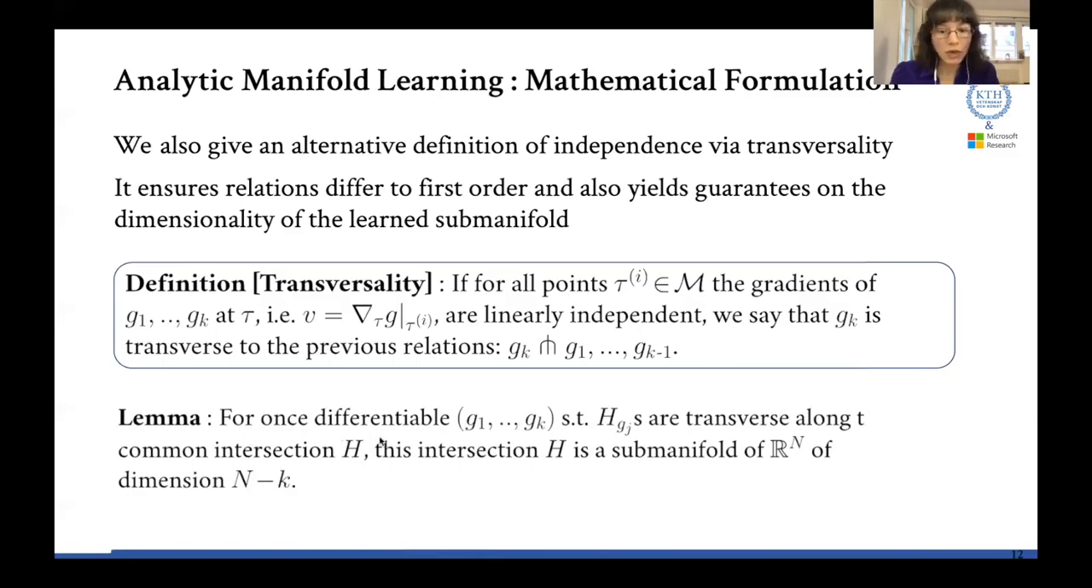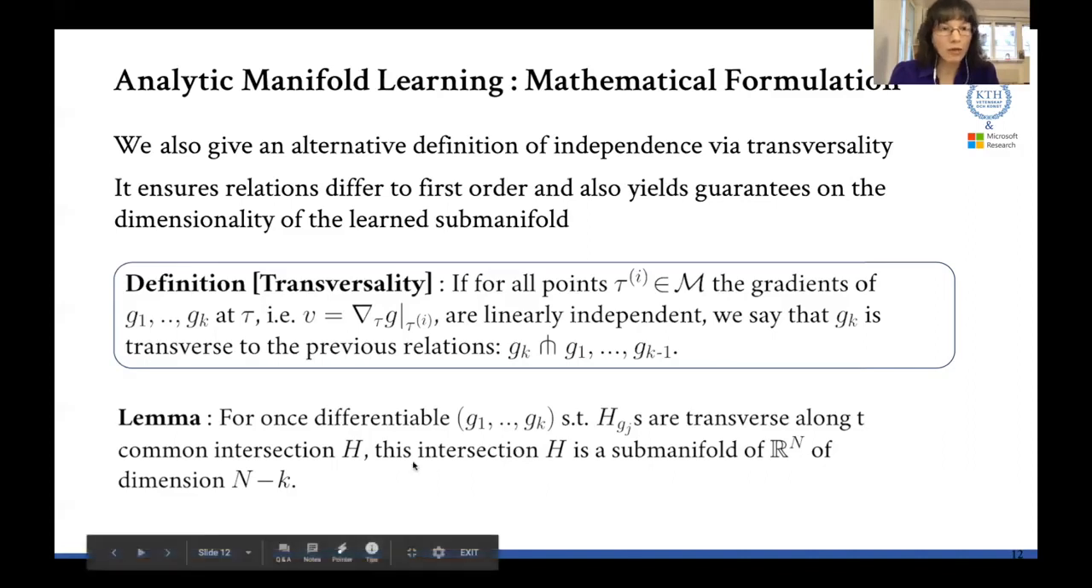And with this, for once-differentiable GKs, which will be our case since we're going to be approximating them with neural nets, we again have a lemma that shows what happens to the dimension of the latent submanifold when we add a new relation that is transverse to the previous relations.